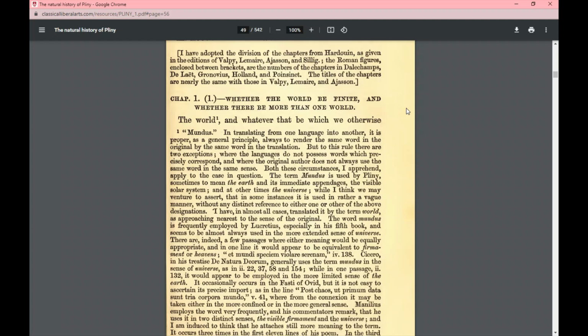So this question that Pliny was asking 2,000 years ago, whether the world be finite, whether there be more than one world. Are there aliens? Do people live in outer space? Is there another planet where someone lives or something lives? The ancient Romans asked that same question, and we're still arguing about that 2,000 years later.